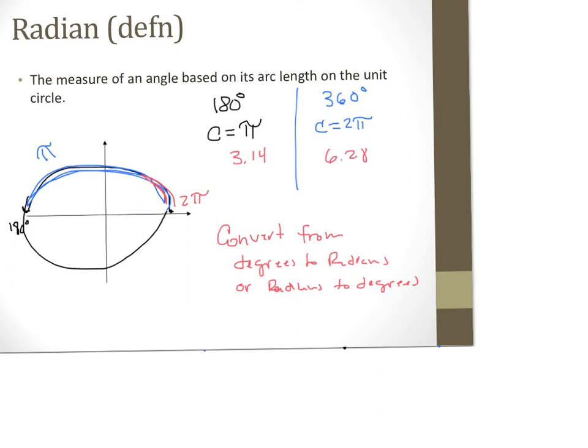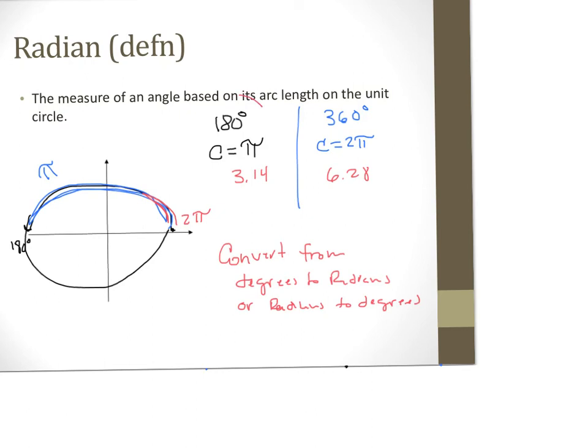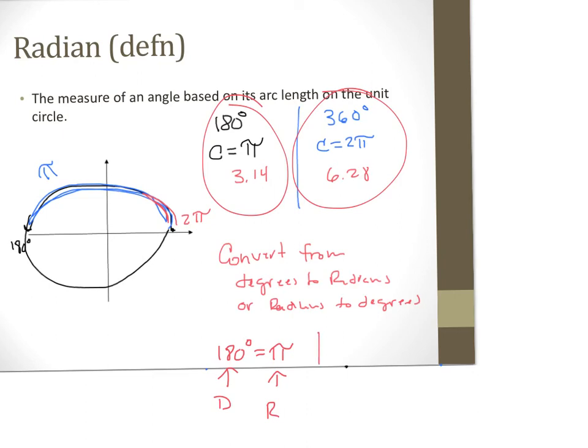Okay, so what we've just determined is that when we're dealing with our radian conversions, based on what we found in these first two steps, we know that 180 degrees is going to equal pi. So this is our degree measure, and this is our radian measure. And we also know that 360 degrees is going to equal 2 pi, and this is our degree measure, and this is our radian measure.